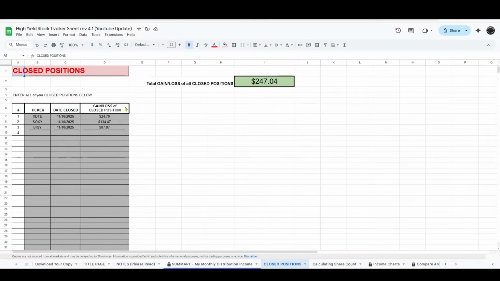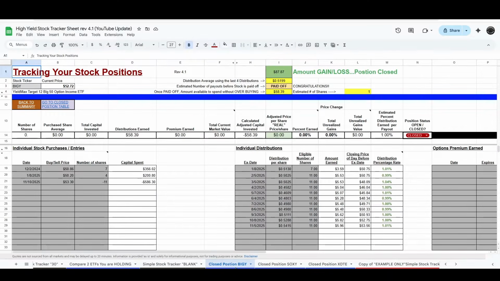And this is it right here. As you can see, these are the ones that I did close. I added the date that I closed them and any gain or loss of that closed position. And how do I know what that gain or loss is? Well, when I close a position, I would normally just make a copy of that individual sheet, and then I move it to the end of this list of tabs here, and I change it to closed position, right? Because what I do here is change that status to closed.